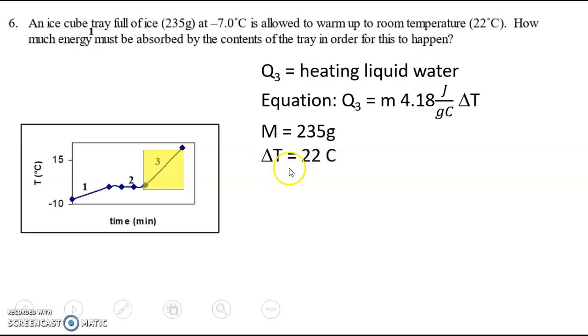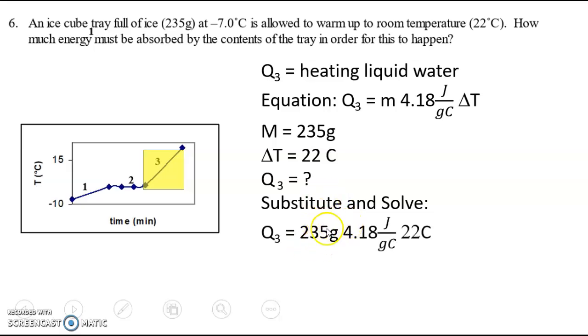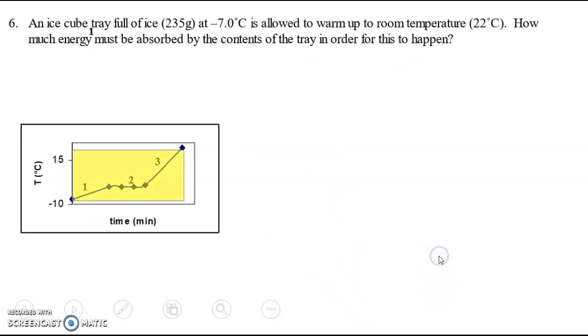Our delta T is 22 degrees. So we're going to solve for Q. So we just substitute and solve it. Put our 235 grams in for mass, 22 degrees in for delta T. Again, units cancel. And it's going to take 21,611 joules to warm up to 22 degrees Celsius. Again, that's too many significant figures, but we don't want to round till we get to the end.